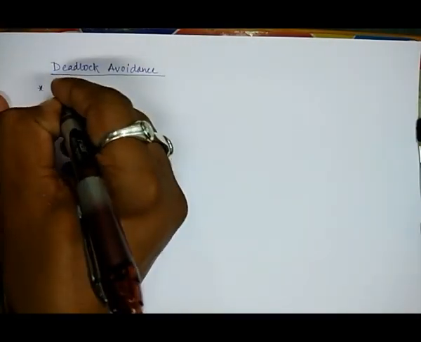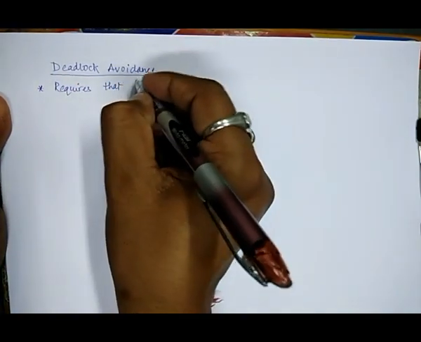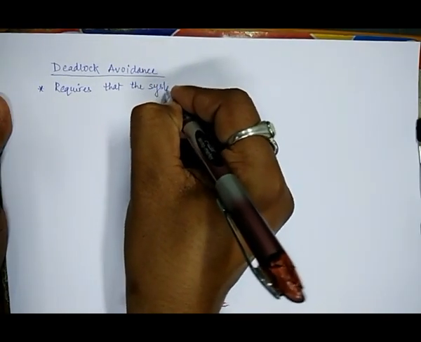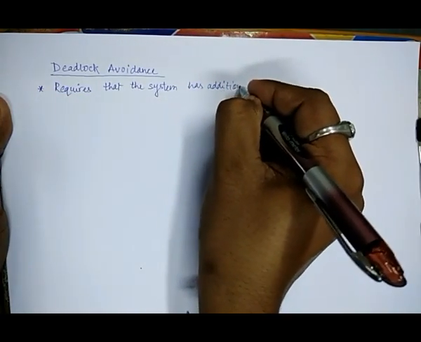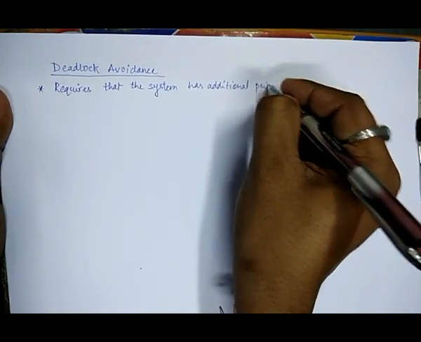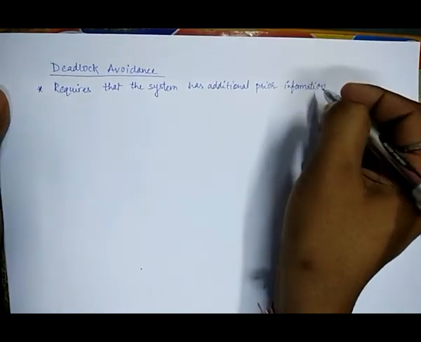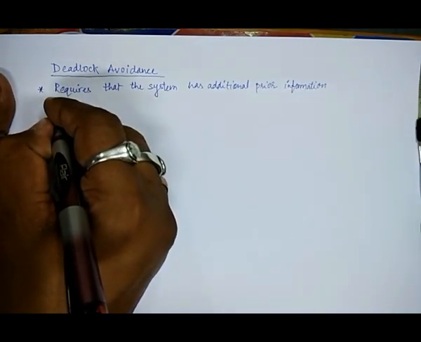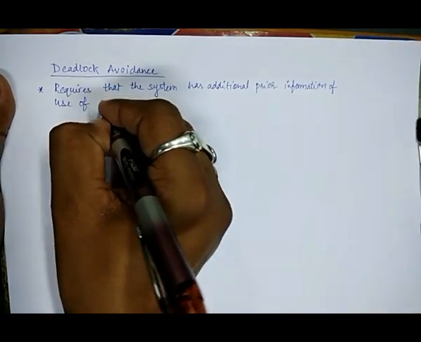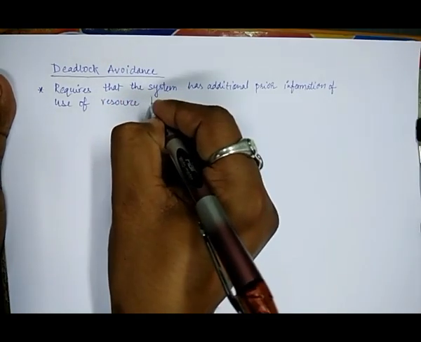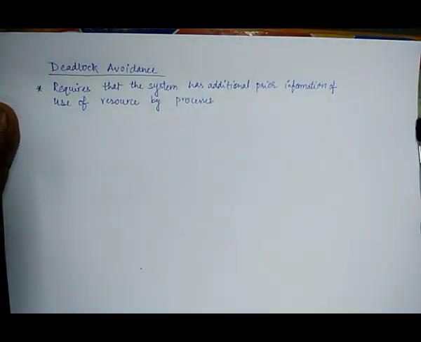So the funda is, it requires that the system has additional prior knowledge or prior information of the use of resources by processes. Okay, how can we do it?